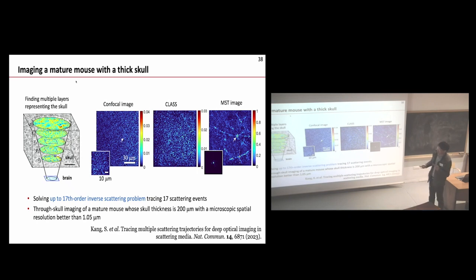So here, I show the 5 phase plates, which means we solve the 11 orders of the inverse scattering problem: 5 on the way in, 1 object, and another 5 on the way out, okay? Yeah.